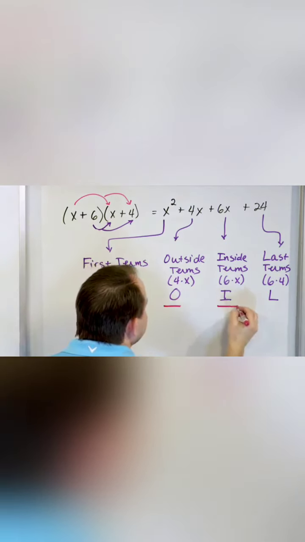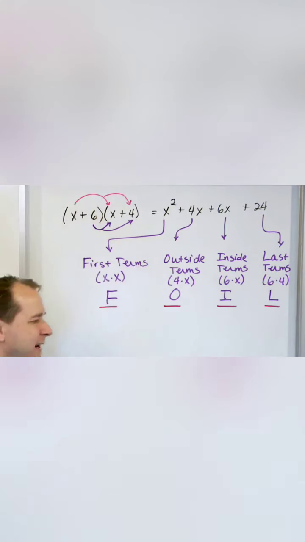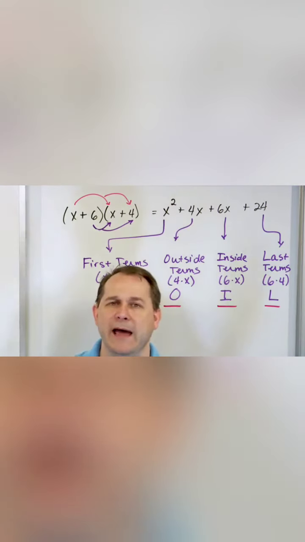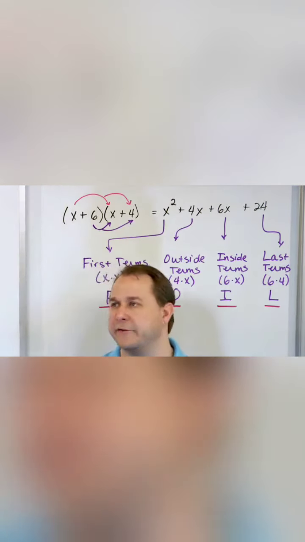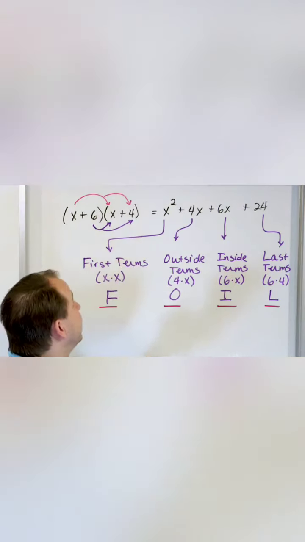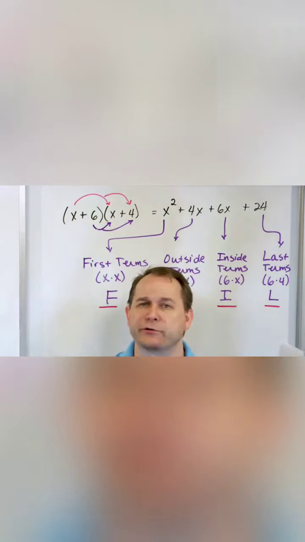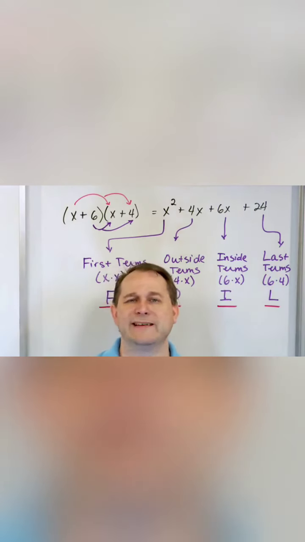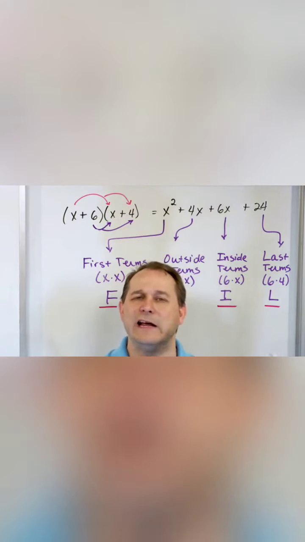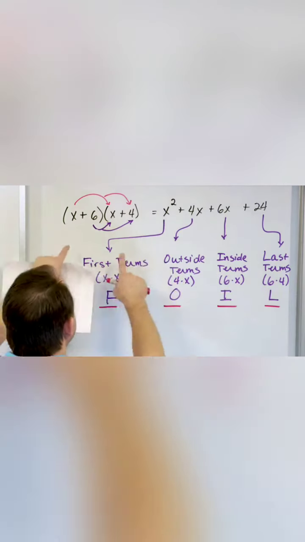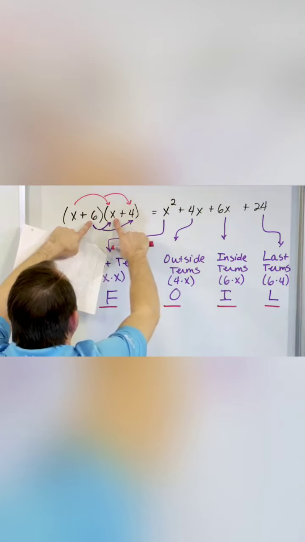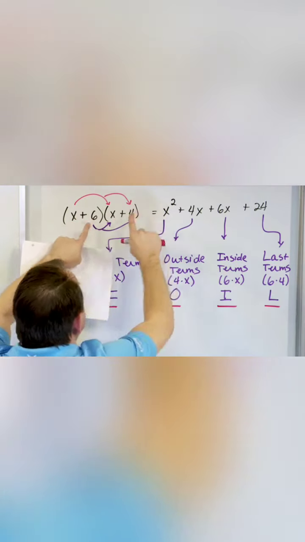First, outside, inner, last. Typically, what most algebra teachers and most algebra books are going to do is say, hey, when you're multiplying two binomials together, like in this case, x plus 4 and x plus 6, follow this recipe called the FOIL method. FOIL means first, O means outside, I means inner, and L means last. So the first terms are these two terms, the outer terms are these two terms, the inner terms are these two terms, and the last terms are these two terms.